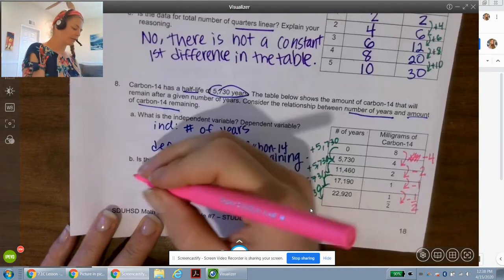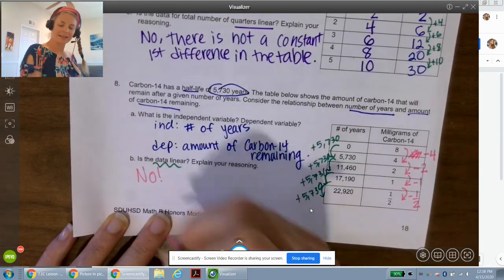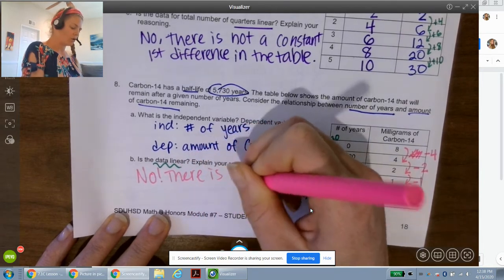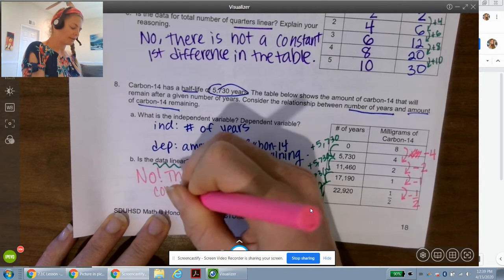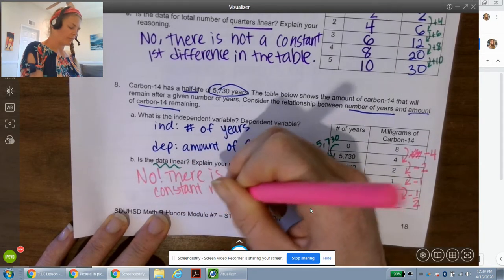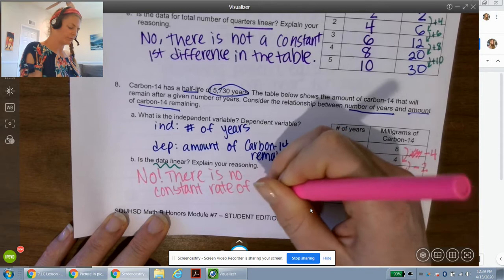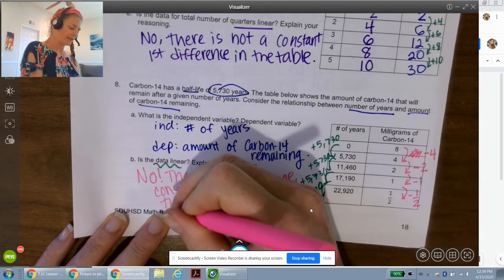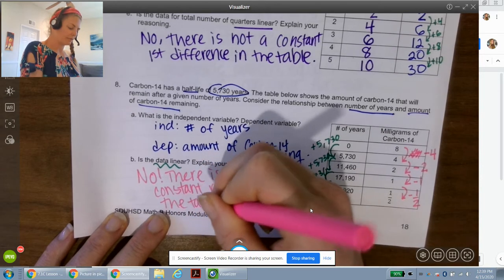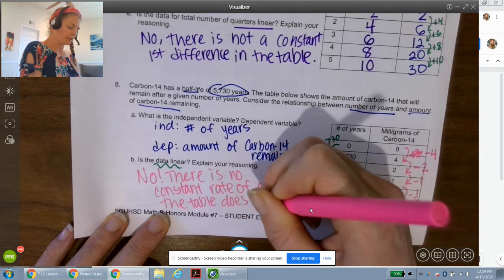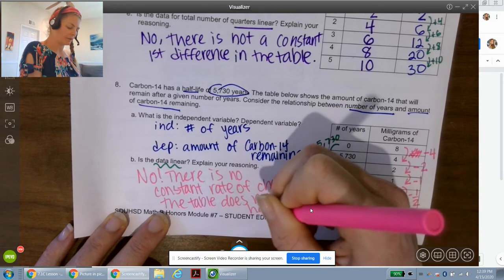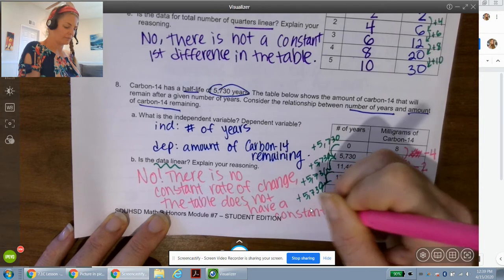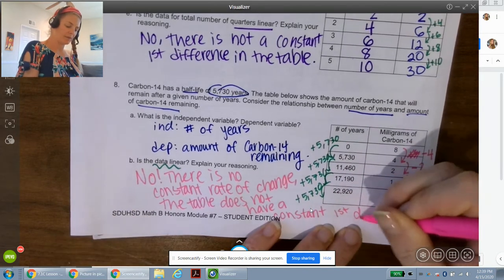So is this data linear? No, this data is not linear. There is no constant rate of change. The table does not have a constant first difference.